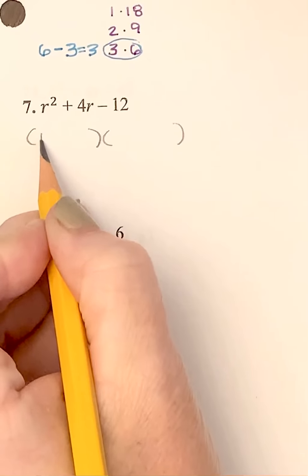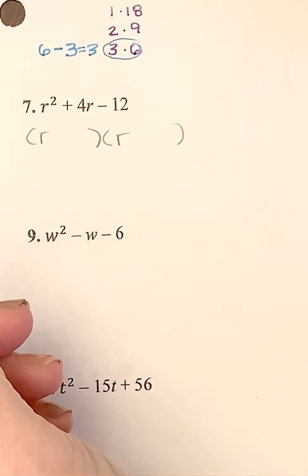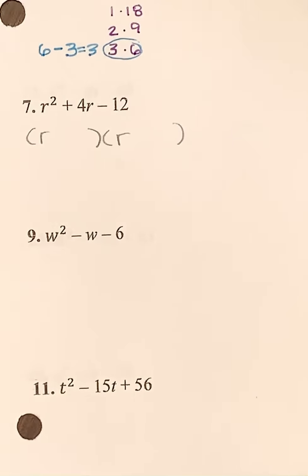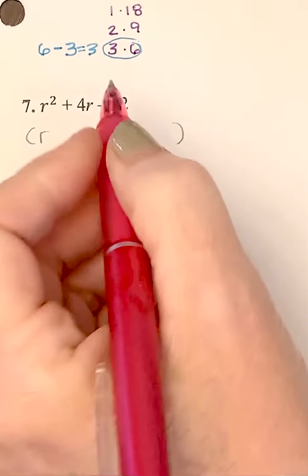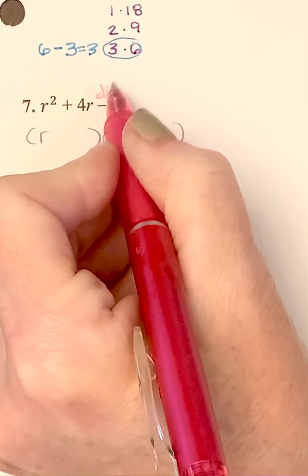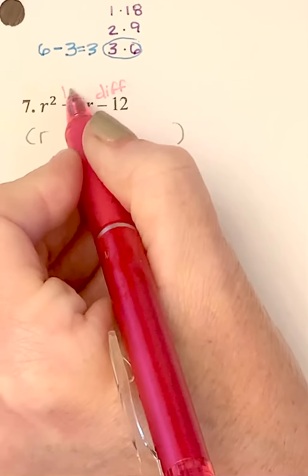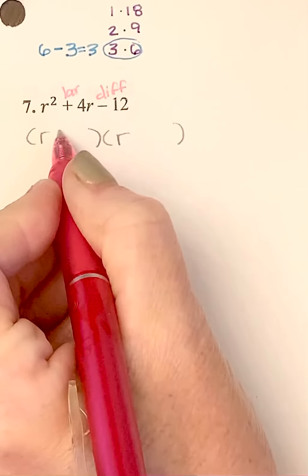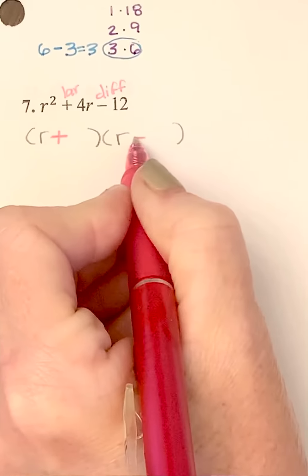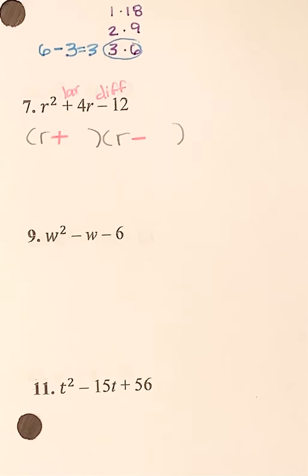This is r squared. You get that by multiplying r times r. Then we figure out the signs. This tells you they're going to be different, and the larger one will be positive, so they're going to be different. One's going to be plus, one's going to be minus.